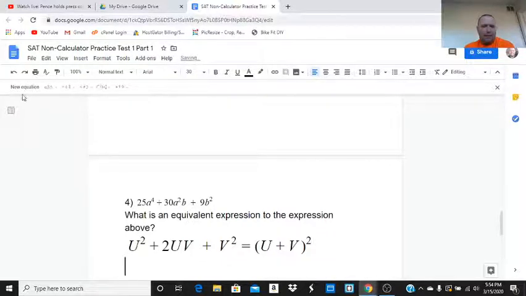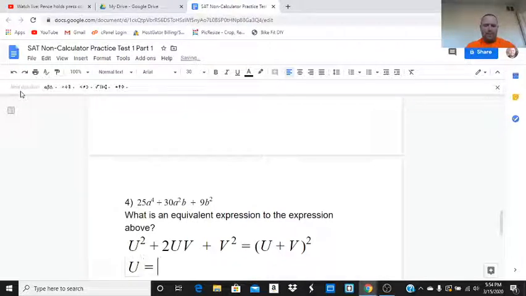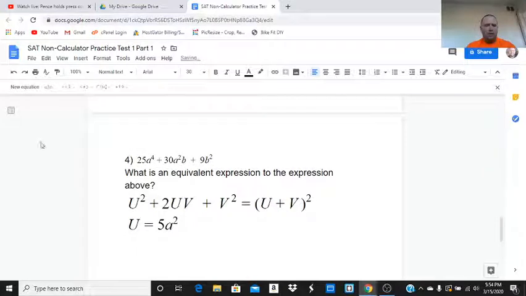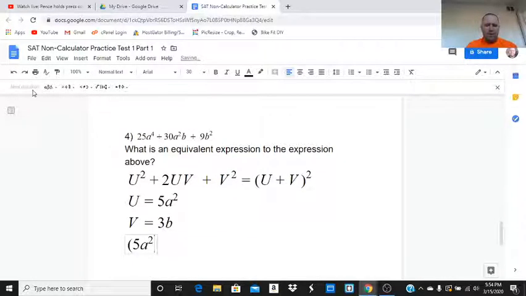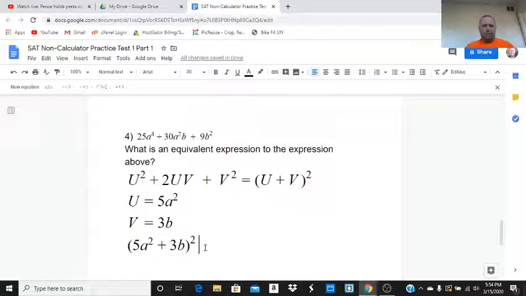So doing that, let's take a look at what u would be. The u is going to be the square root of 25a to the fourth. So that's going to be 5a squared. V is going to be the square root of 9b squared, so that's just 3b. Okay. So now when we put them together into the binomial u plus v squared, we're going to get this. 5a squared plus 3b, and that entire quantity is going to be squared. So this here is our equivalent expression right here. Okay. So 5a squared plus 3b, that quantity squared.